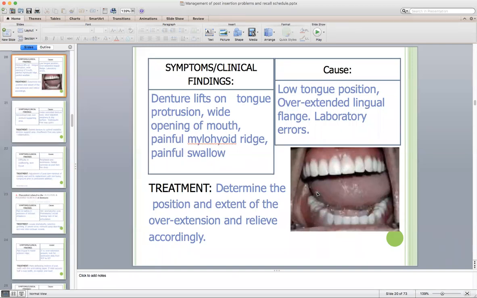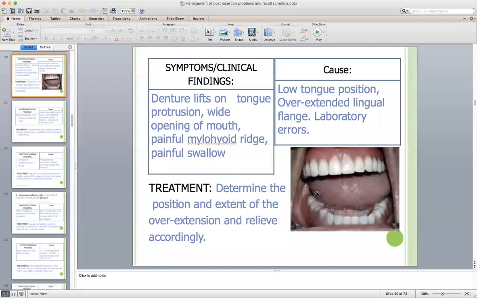So what can be the cause is that the tongue position is very low. That is one of the causes. Another cause, which is a very common cause for all these problems of lifting of the denture, is overextension of the lingual flange, or there can be laboratory errors like sharp ridges or pearls of the acrylic on the flanges. So if at all it is there, we have to check by asking the patient to do the movements and figure out the exact area and the extent of the overextension of the denture and relieve it accordingly.